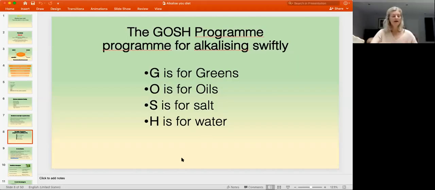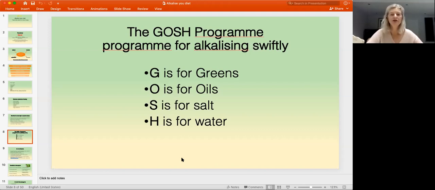So when I work on a one-to-one basis with people, or when we talk about how to alkalise, there's a great program we can follow. It's called the Goss Program, and it's basically a program designed to help us to become less acidic and more alkaline. Like I said to you earlier, we're not aiming to be too alkaline. We want to be neutral. We want to be in the middle. So we don't want to be acidic and we don't want to be too alkaline. We want to be neutral.